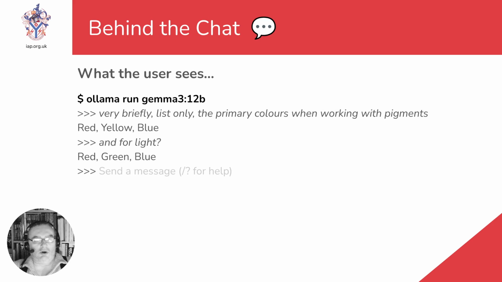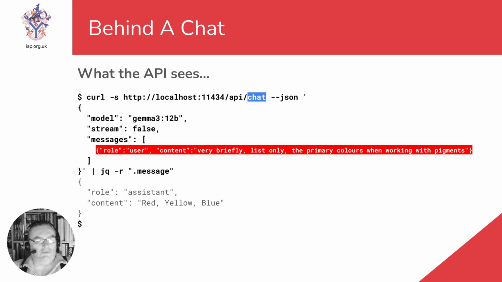Now, performing one-off prompts and getting a response is fine, but how do we actually chat with the model, going to and fro with questions and answers? How do we ask follow-up questions? Something along the lines of what we can see here in this example. In effect, how do we implement our own chatbot? For that, we have to use the chat API endpoint.